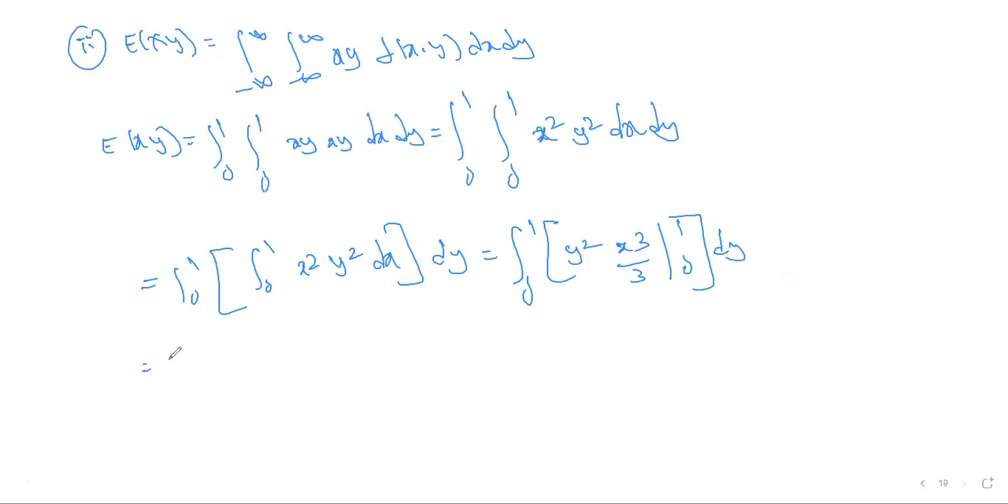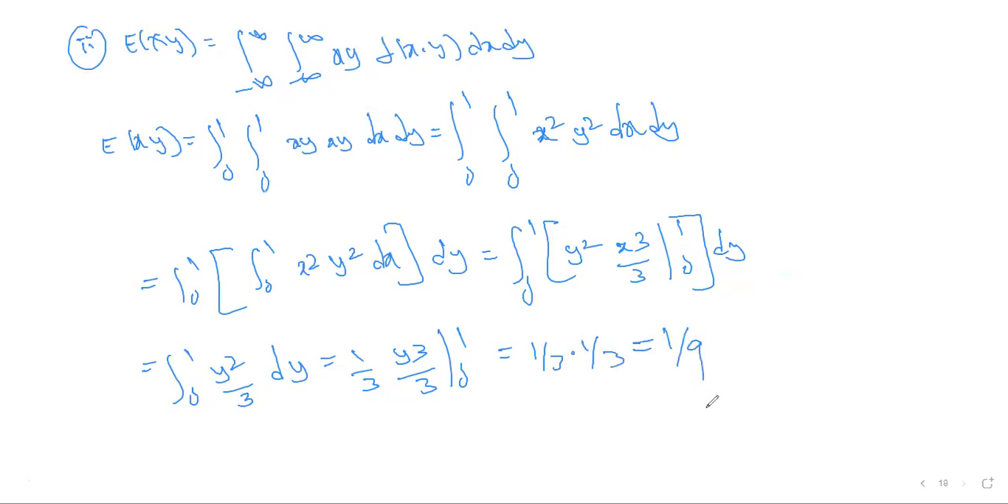dy here. So 0 to 1 y square by 3 dy. So 1 by 3 common, integration of y square is y cube by 3, 0 to 1. This is nothing but 1 by 3 into 1 by 3. The answer is 1 by 9. So in this way, we can solve the examples for the expectation of bivariate random variables from continuous case.